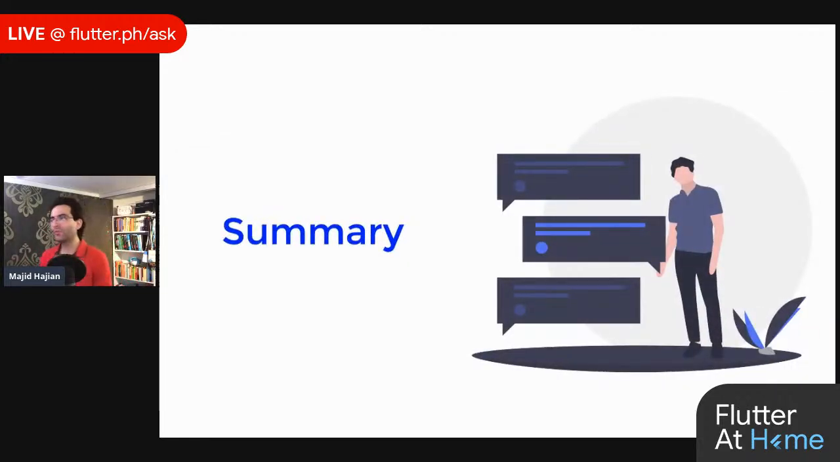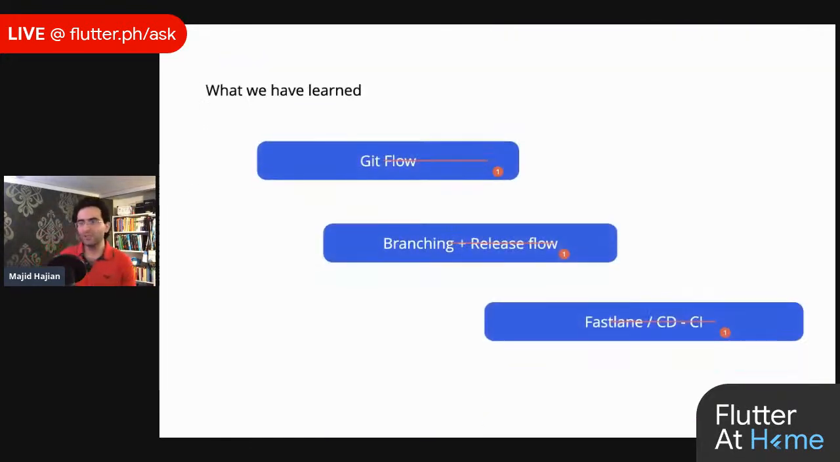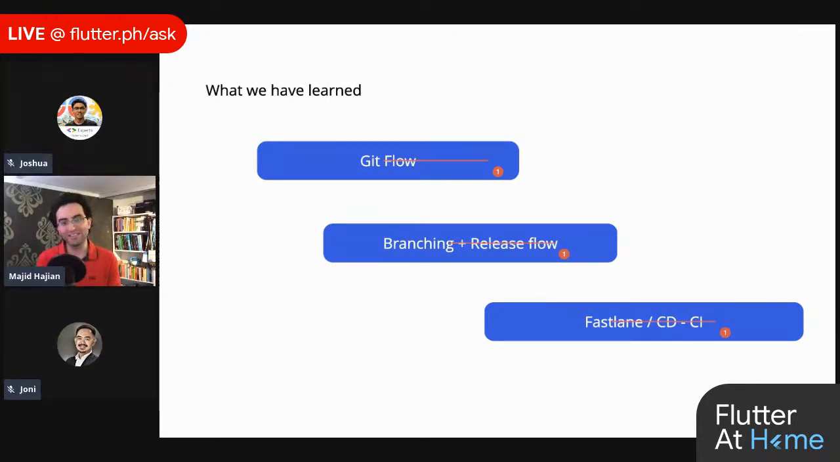So let's go through the summary, what we have learned. I guess meanwhile, Josh and the team introduced some links. If you have any questions, then you can ask, and I will definitely answer afterwards. What we learned today is we went through Git Flow. We talked about branching and release flow. And we also talked about automating jobs and CD/CI under our control with Fastlane.